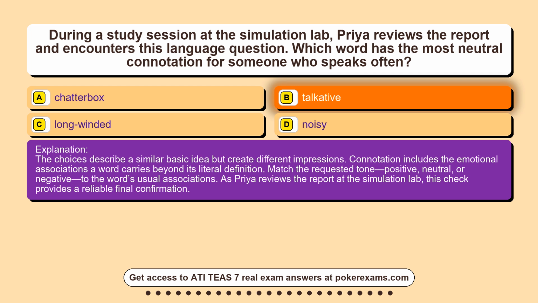The choices describe a similar basic idea but create different impressions. Connotation includes the emotional associations a word carries beyond its literal definition. Match the requested tone positive, neutral, or negative to the word's usual associations. As Priya reviews the report at the simulation lab, this check provides a reliable final confirmation.